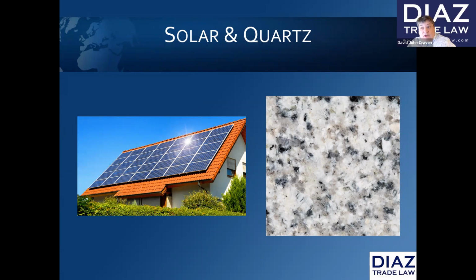And in the case of quartz, they investigated it. They found no examples of any kind of circumvention occurring in Malaysia, but they said six companies didn't respond to our questionnaire, so we're going to assume that those six companies were cheating. And so we're going to make everybody shipping from Malaysia go through a complicated certification process. And if you don't do it right, your goods will be subject to the China dumping order.